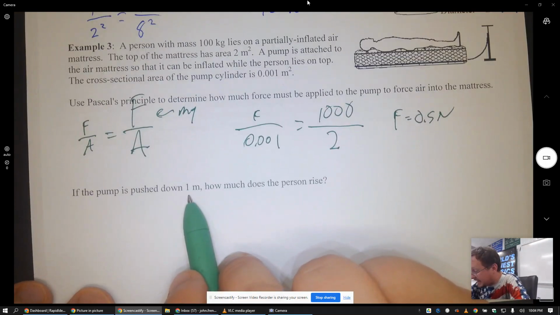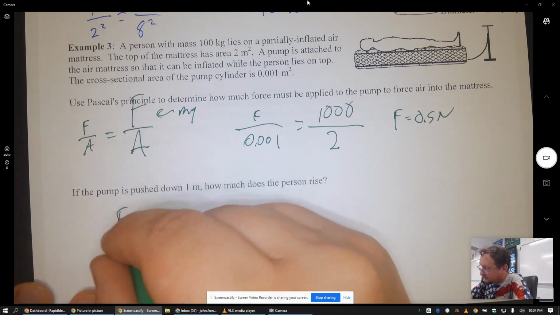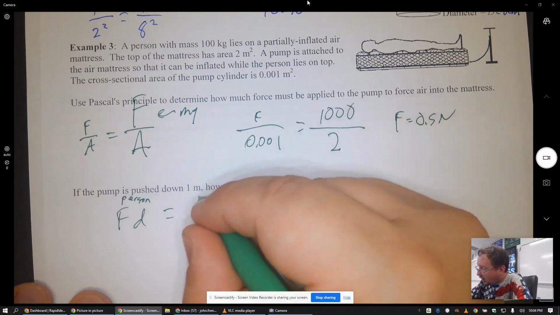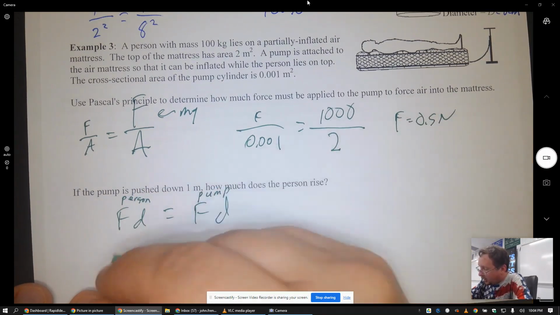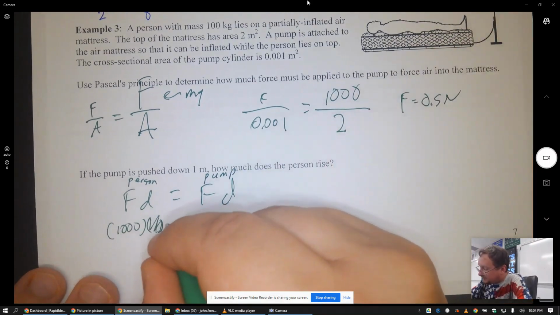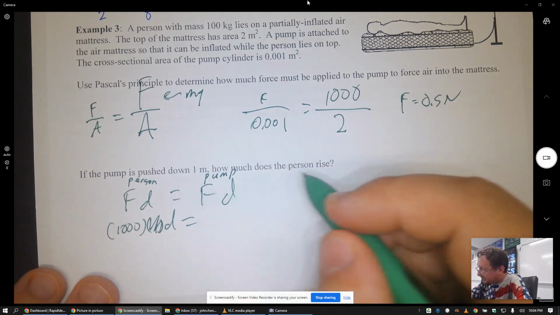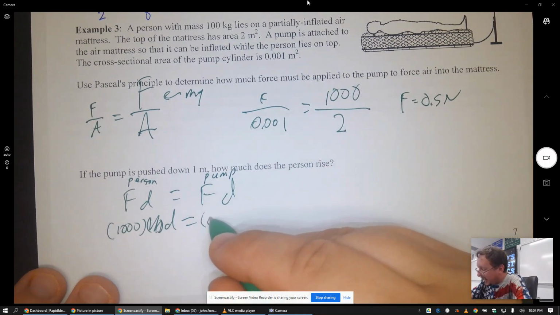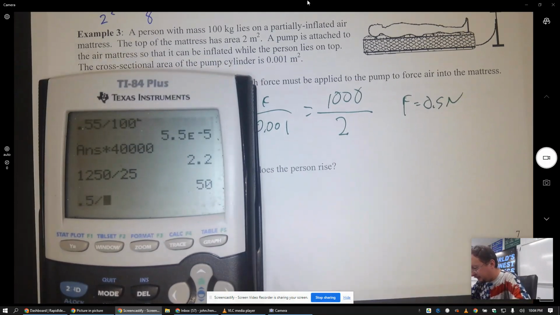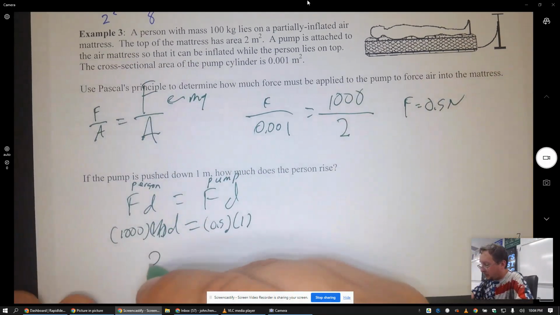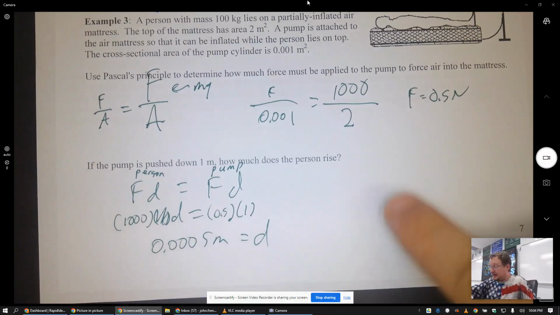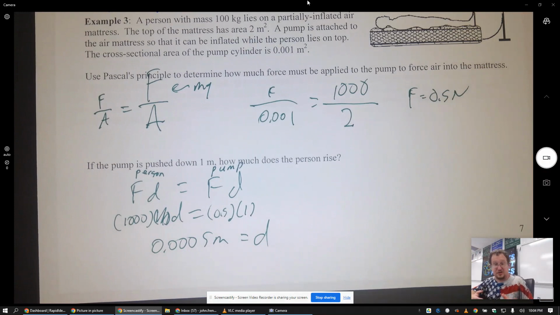It's easy to push that pump, but watch out. If the pump is pushed down 1 meter, how much does the person rise? I'm going to use force times distance on the person end is equal to force times distance on the pump end. On the person end, it's 1,000 newtons and d distance to rise. On this end, the pump is half a newton and it moves 1. So if you divide that, 0.5 divided by 1,000, that's 0.0005 meters. So what does that mean then? That means that to make the person rise up several centimeters, you've got to pump.